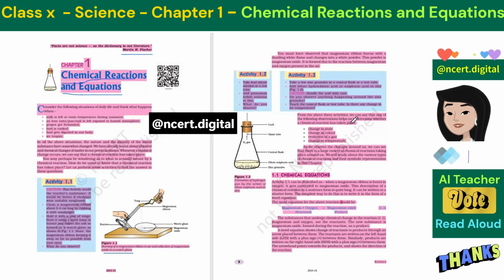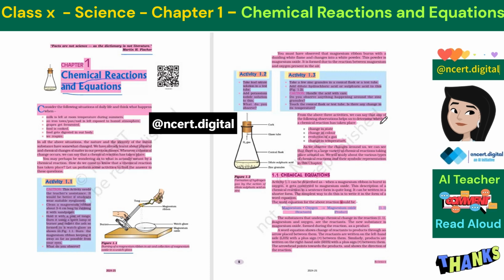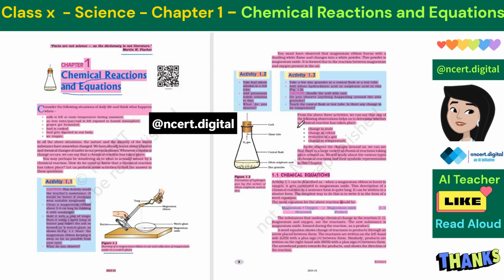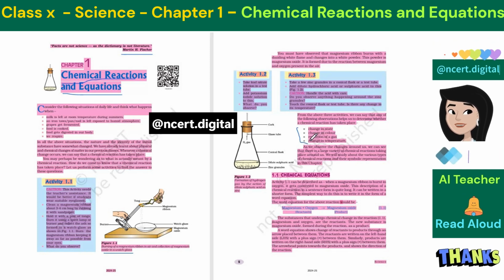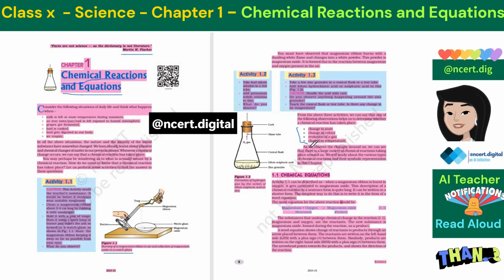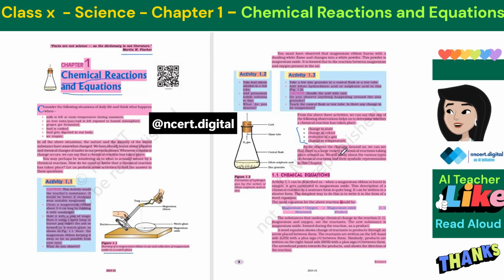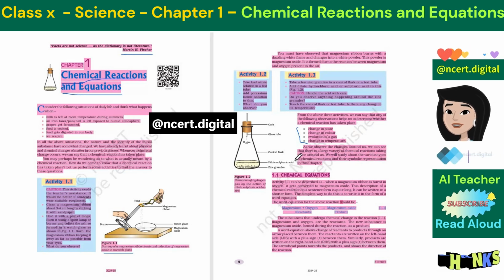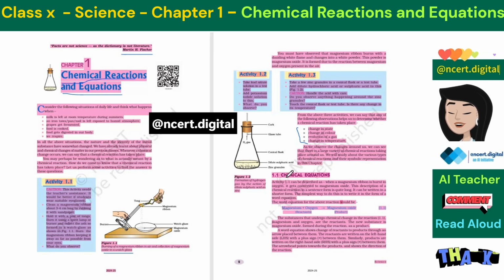From the above 3 activities, we can say that any of the following observations helps us to determine whether a chemical reaction has taken place: change in state, change in color, evolution of a gas, change in temperature. As we observe the changes around us, we can see that there is a large variety of chemical reactions taking place around us. We will study the various types of chemical reactions and their symbolic representation in this chapter.